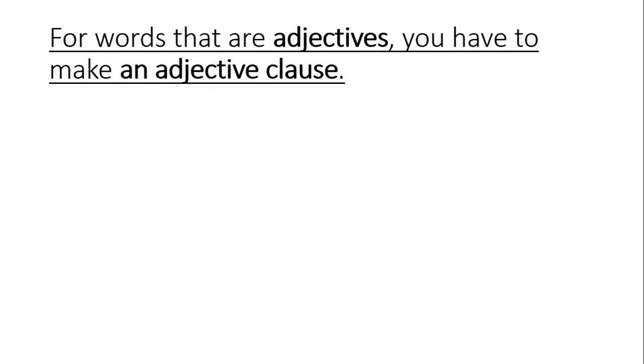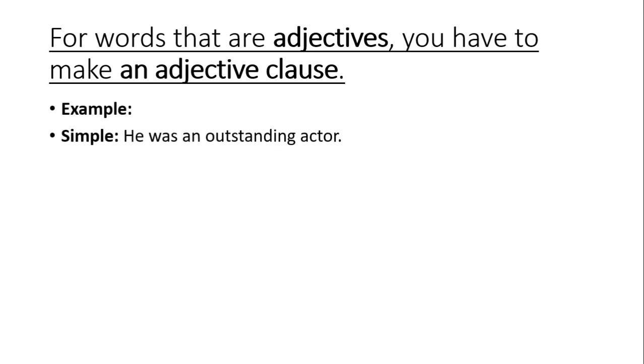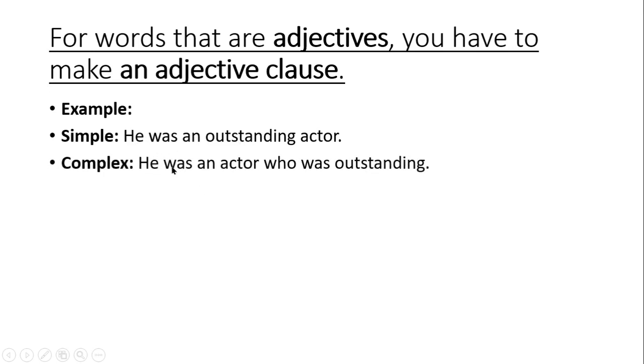Okay? For words that are adjectives, you have to make an adjective clause. If you have adjectives in your simple sentence, then you have to make an adjective clause to change the sentence from simple to complex. Okay, here you go, an example. He was an outstanding actor. So outstanding is an adjective. So we are going to make a clause about this word outstanding. He was an actor who was outstanding.